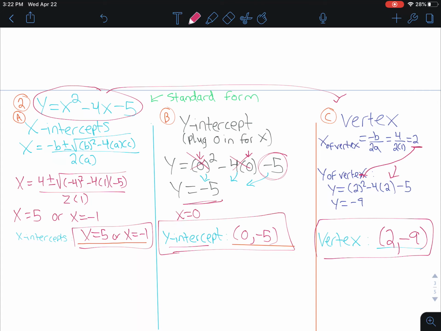So those are my answers for standard form. I should have put this in: I don't care if you write x equals 5 or an ordered pair. It doesn't matter. You can write it either way for the x-intercepts. Just notice that.